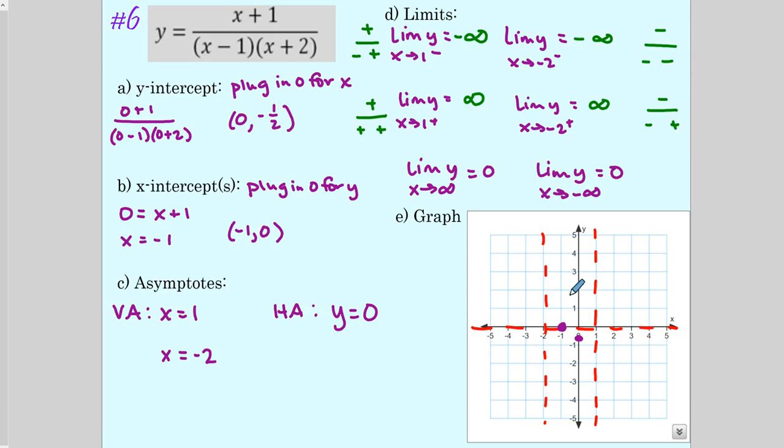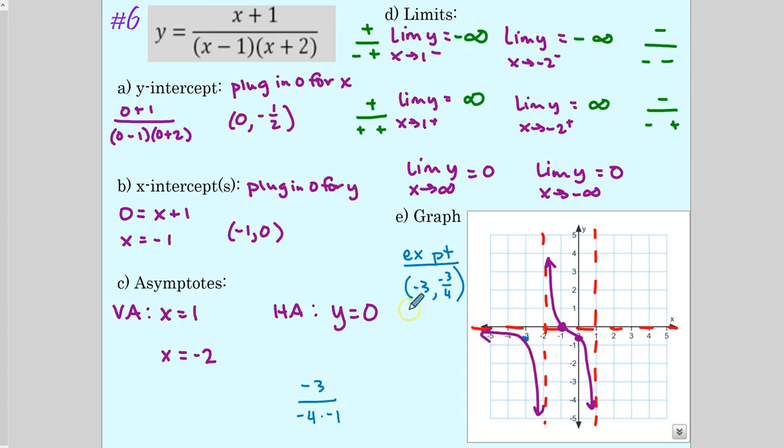Okay, so now according to our limits, to the left of 1, we're going down. To the right of negative 2, we're going up. So that section in the middle looks like that. Now I need an extra point for the left section and an extra point for the right section. So let's do negative 3. And when we plug it in, negative 3 over negative 4 times negative 1, that works out to be negative 3/4. So we can plot that. And then according to our limits, we should be going down to the left of negative 2. So it's going to do this.